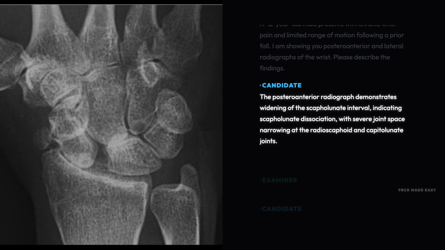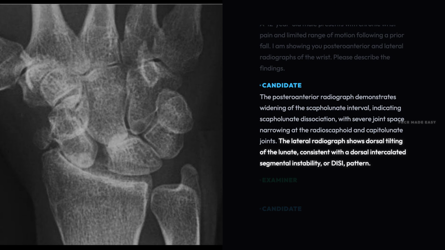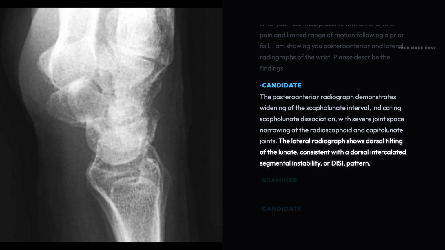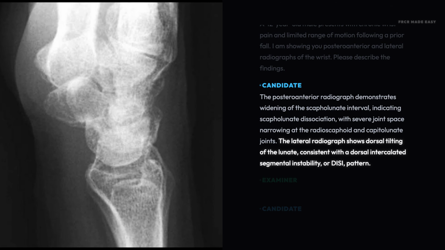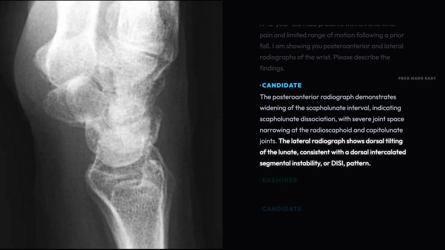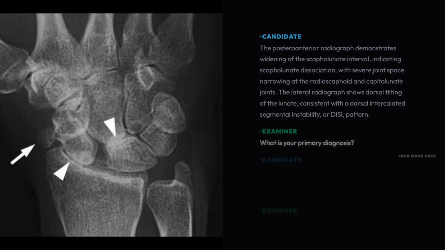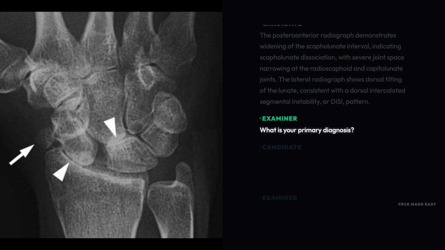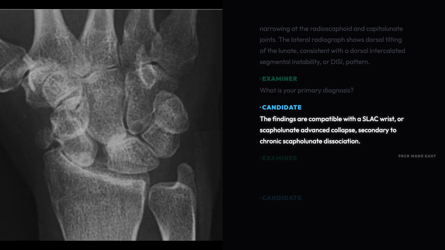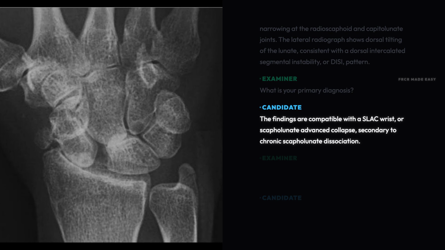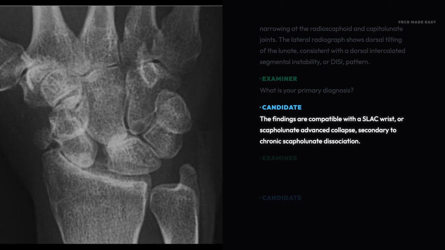narrowing at the radioscaphoid and capitolunate joints. The lateral radiograph shows dorsal tilting of the lunate, consistent with a dorsal intercalated segmental instability, or DISI, pattern. What is your primary diagnosis? The findings are compatible with a SLAC wrist, or scapholunate advanced collapse, secondary to chronic scapholunate dissociation.